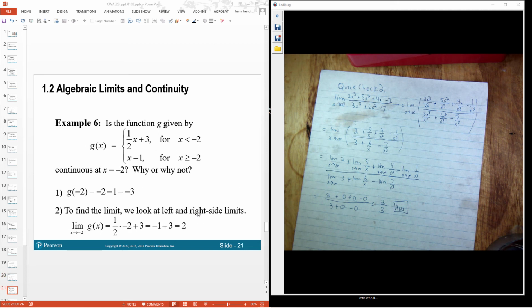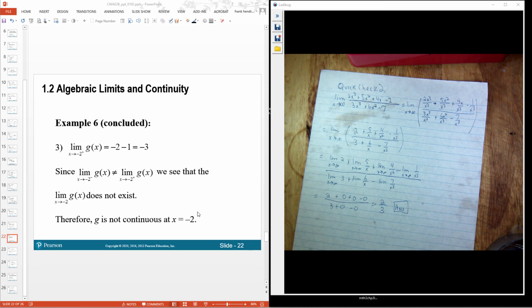Look at this one here. Is it continuous at -2? So they look at g of -2. They put in -2. They have a -3. So it's defined at the point. Look at the limits. On the left side, you get a 2, and on the right side, you get a 3. The limits don't equal, so it's not continuous at -2.